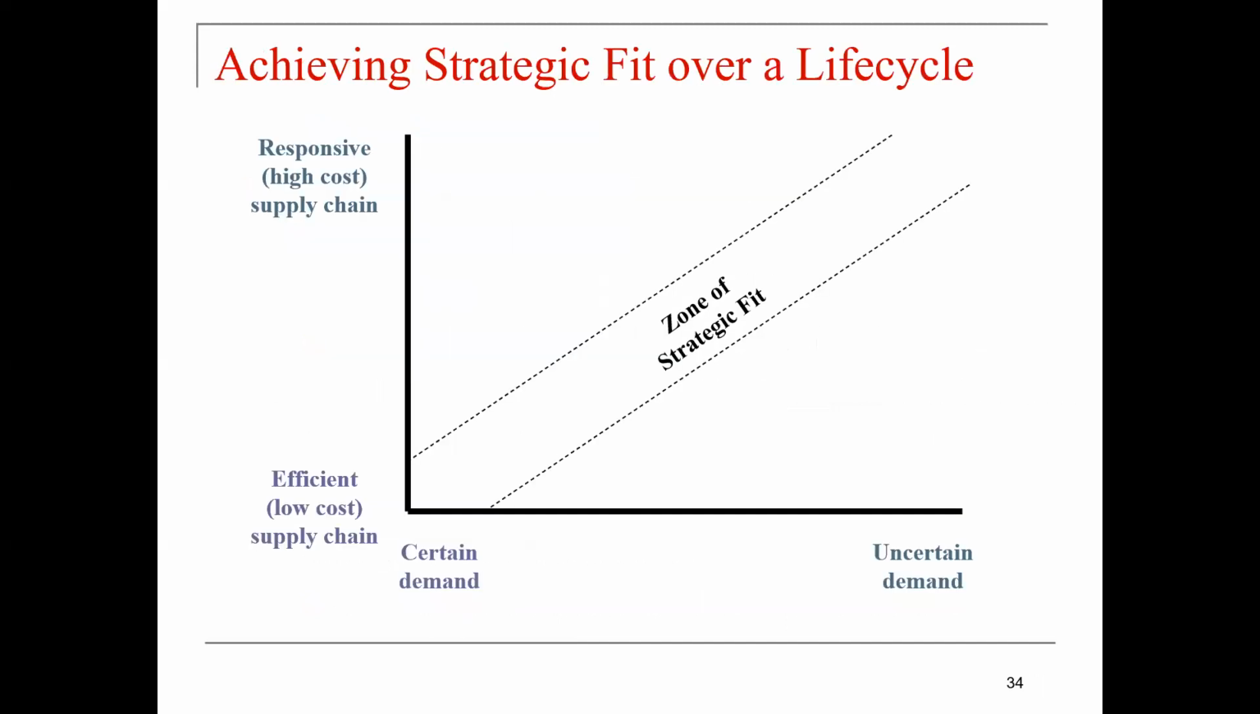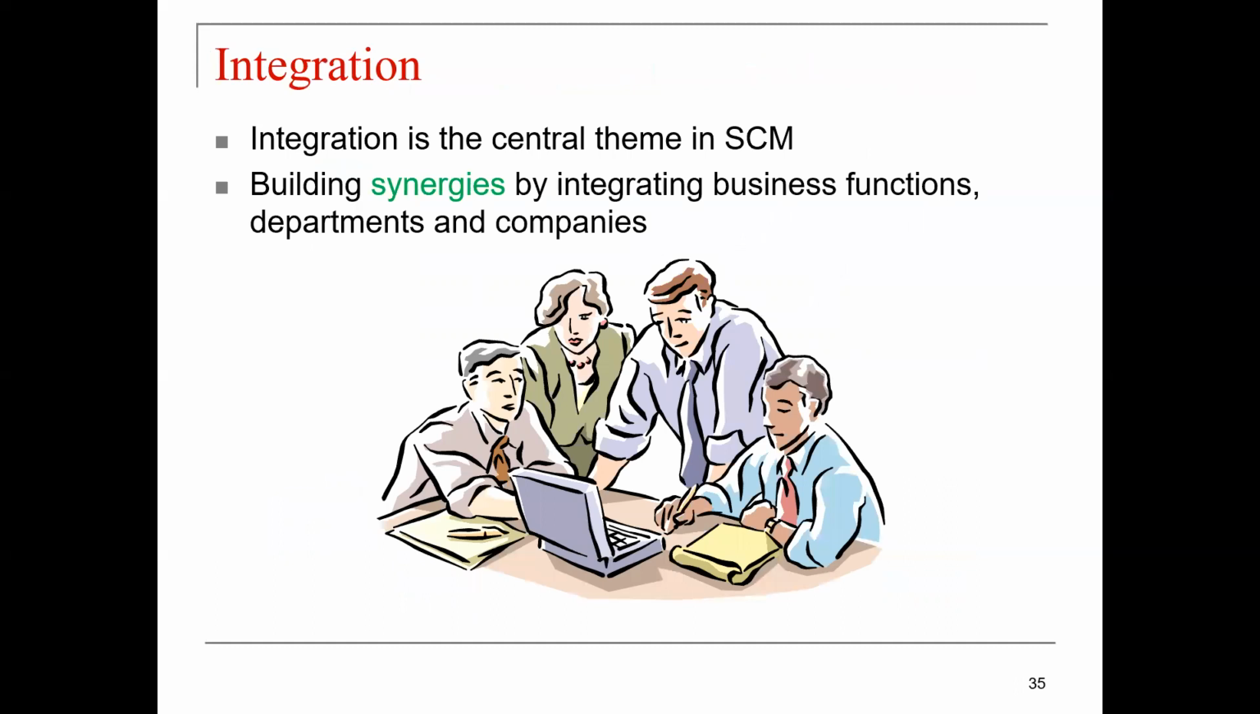So in terms of achieving strategic fit over the life cycle, again, looking at certainty and uncertainty, responsive to high costs and supply chains, then we have the same zone. You want to be in that diagonal in which your certainty in demand is matching the efficient, low-cost supply chain. So I'm going to stop here and we'll continue in the next video.